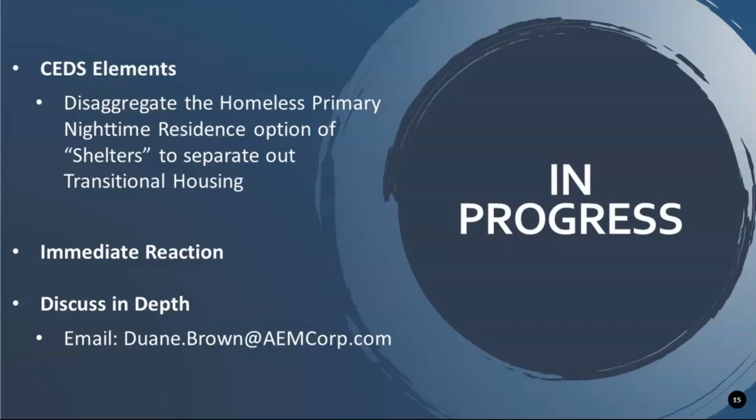So we'll have the initial stakeholder who presented the use case, and then also have any other stakeholders that want to discuss that. The first that we're looking at is the disaggregate of the homeless primary nighttime resident option of shelters to separate out transitional housing. So what does this mean?